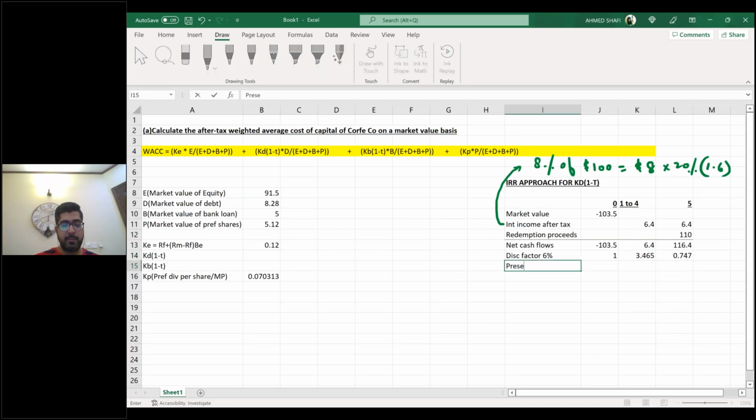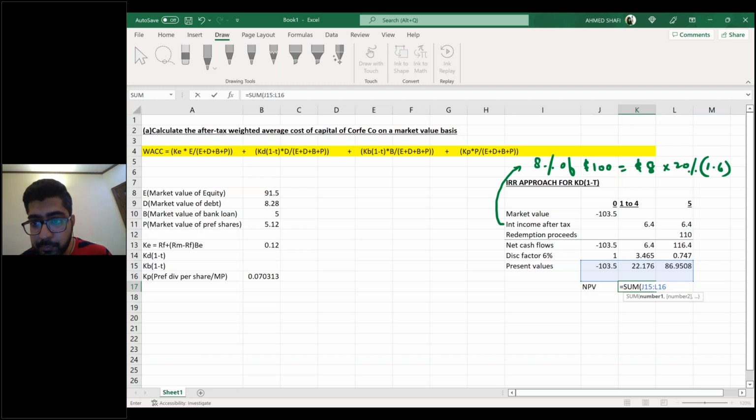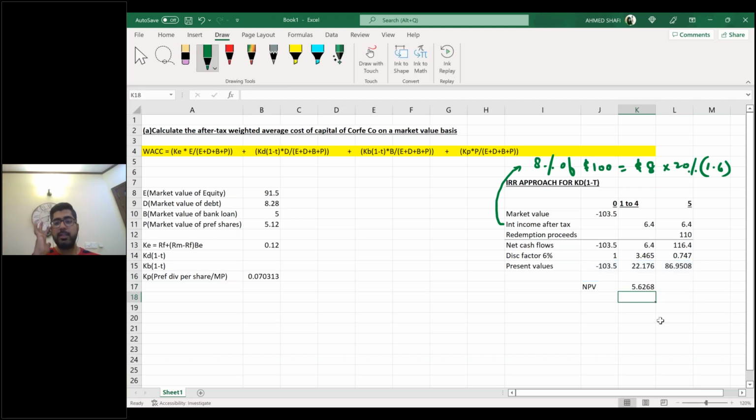Net cash flows will be multiplied by discount factors to get present values. And when you net them, you get NPV. You see it's 5.6 positive.